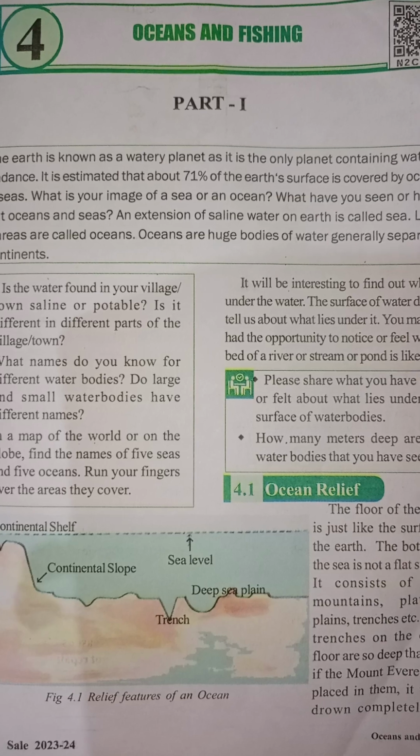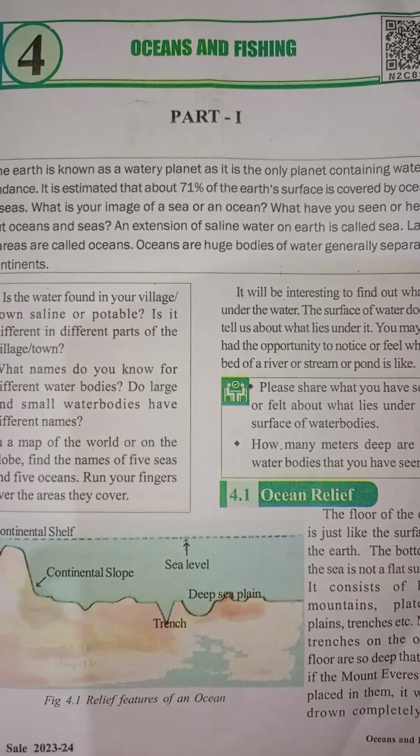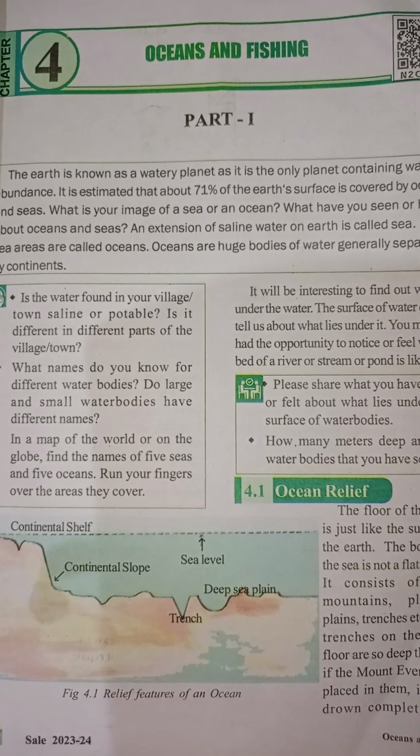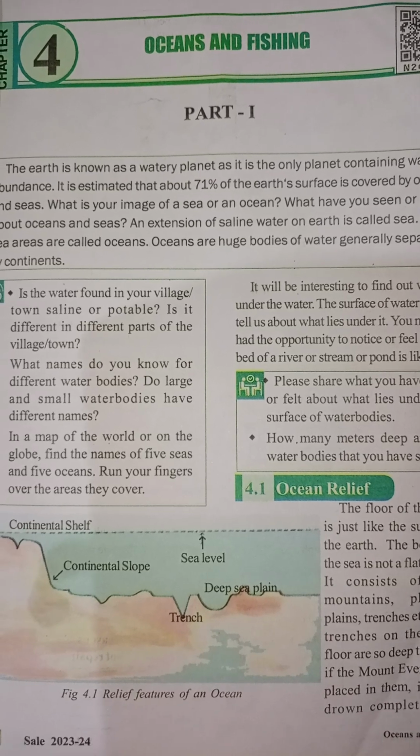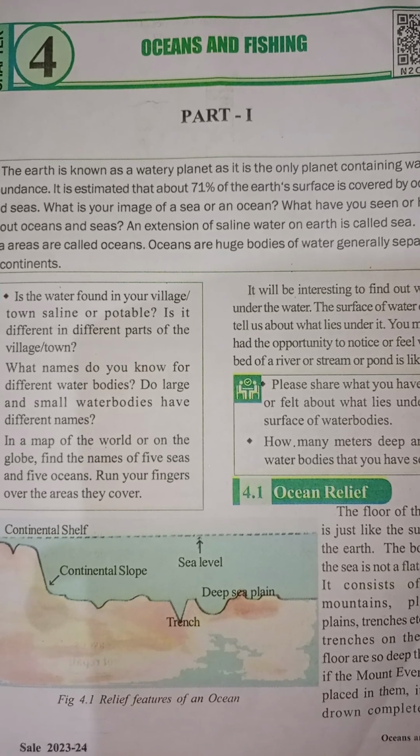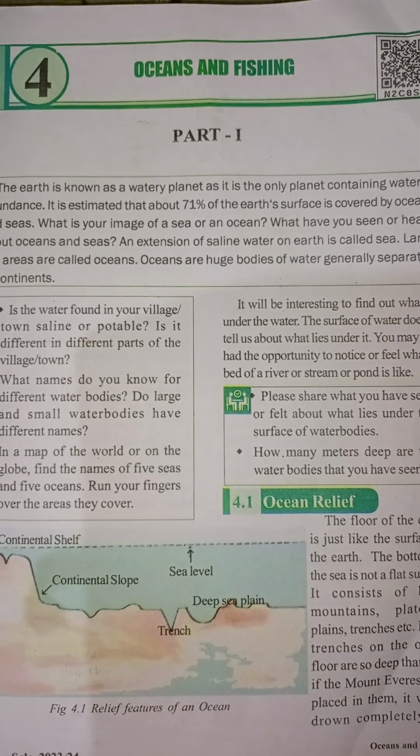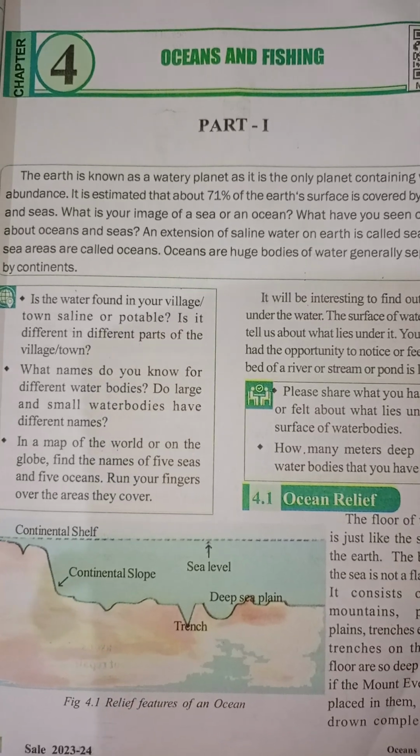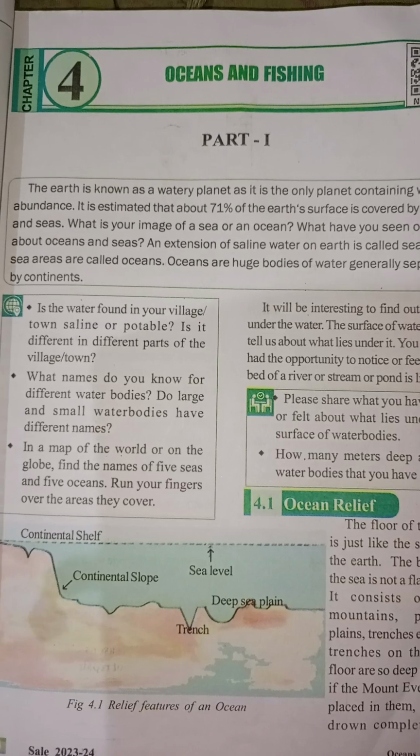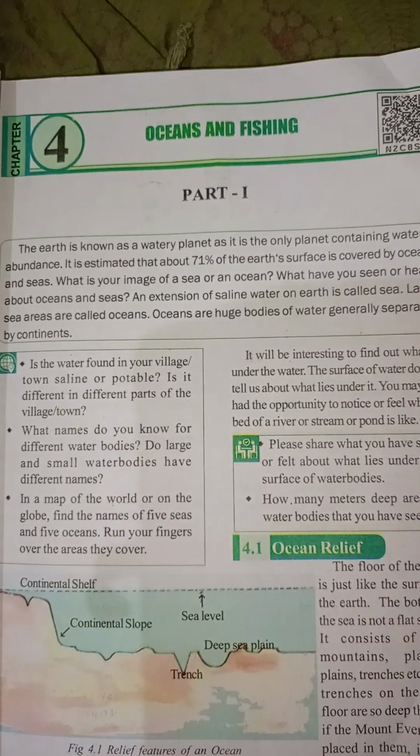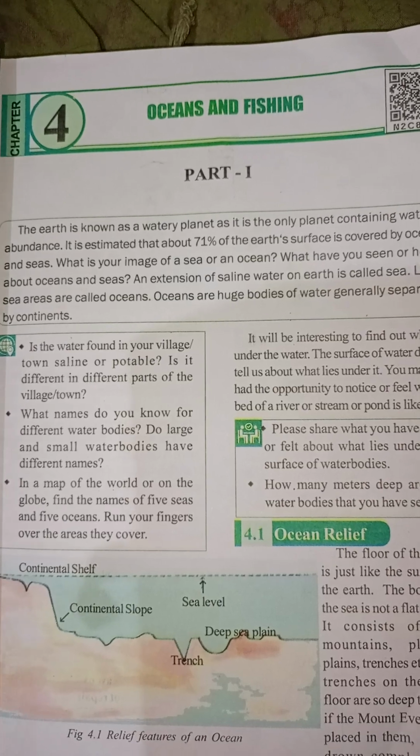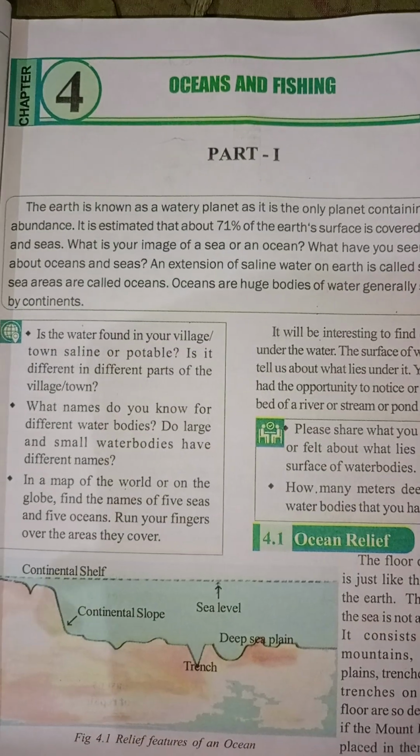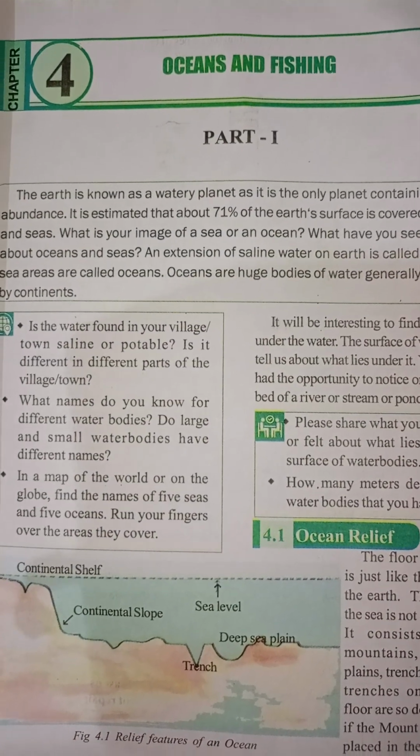And one more thing, 71% of the earth's surface is covered by the oceans and seas. The water is not usable, because the water in the oceans and seas is saline water. And students ask, what is saline water? So we need to explain that saline water is also known as salt water, the water that contains a high concentration of dissolved salts, most commonly sodium chloride.